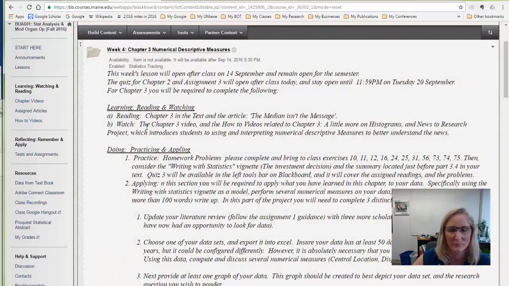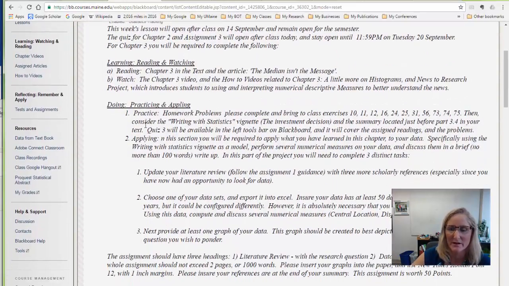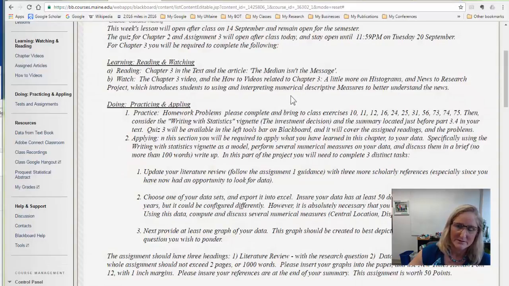The next thing we have is the doing, the practicing and applying. I essentially got rid of one of the categories. Before, I had three categories. I had doing, which was practicing and perfecting, and then I had reflecting, which was sort of the quizzes, but I got rid of reflecting and changed it to practicing and applying because it was too cumbersome. Practice is going to be the homework problems just like before. Here are all the homework problems you need to do. And yes, I realize there's quite a few of them, but there are a lot of different concepts in this chapter.